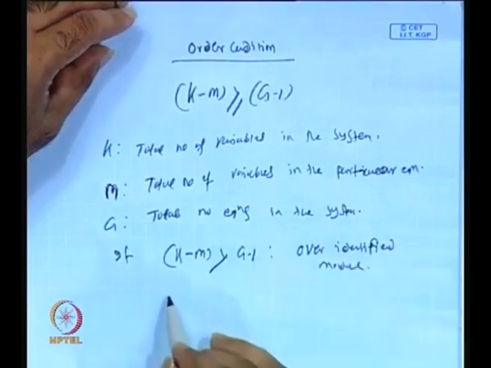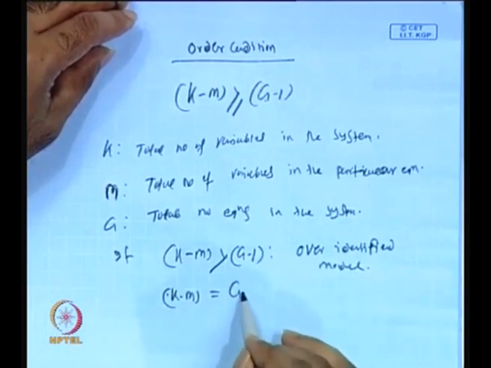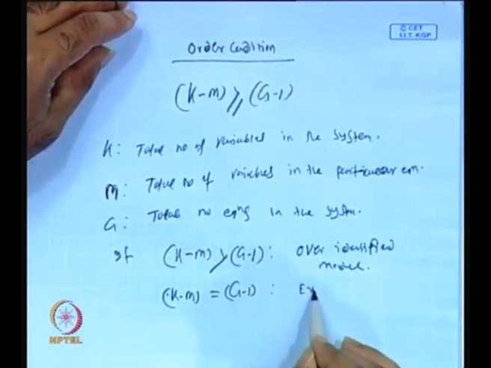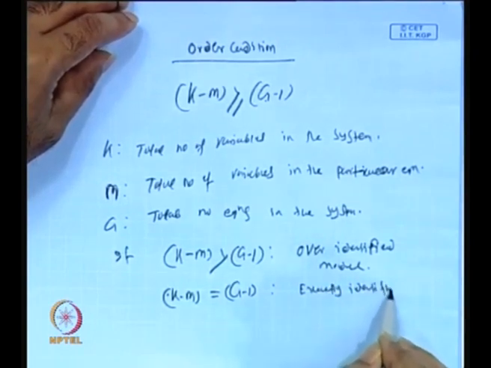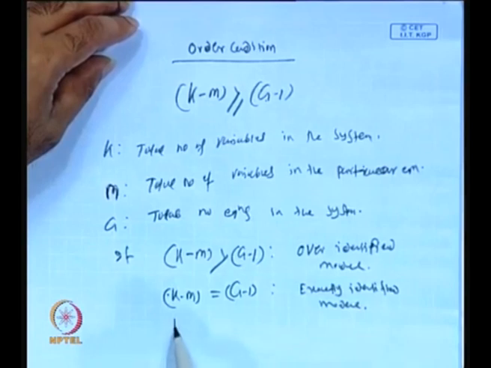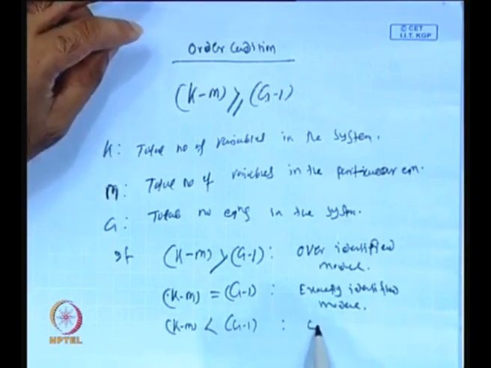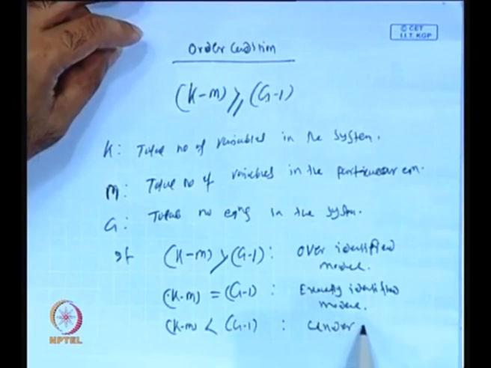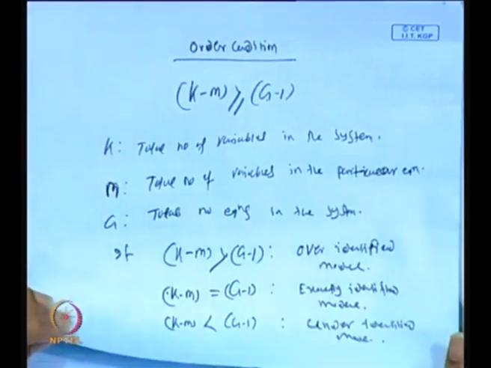Then if k minus m is exactly equal to g minus 1, it is called an exactly identified model. Similarly, if k minus m is less than g minus 1, it is called an under identified model. Let us take an example here.